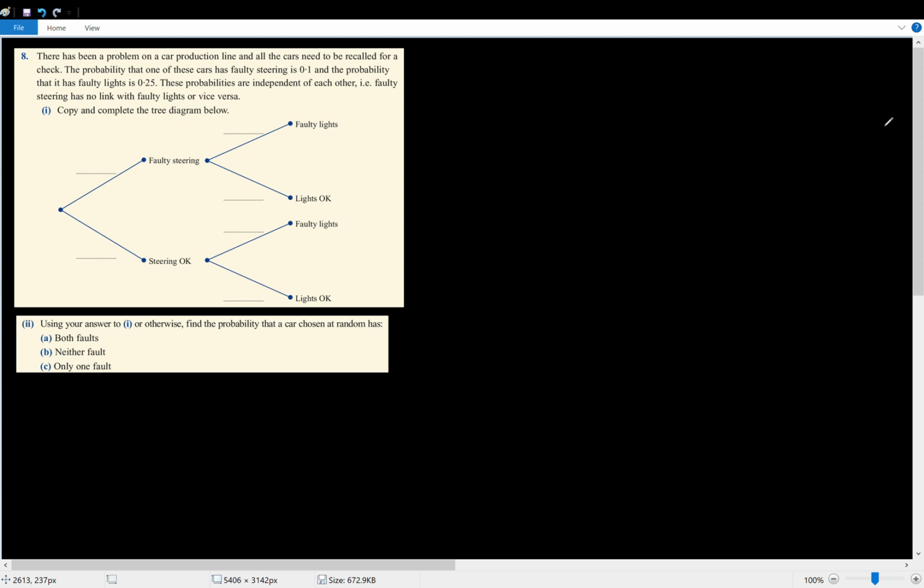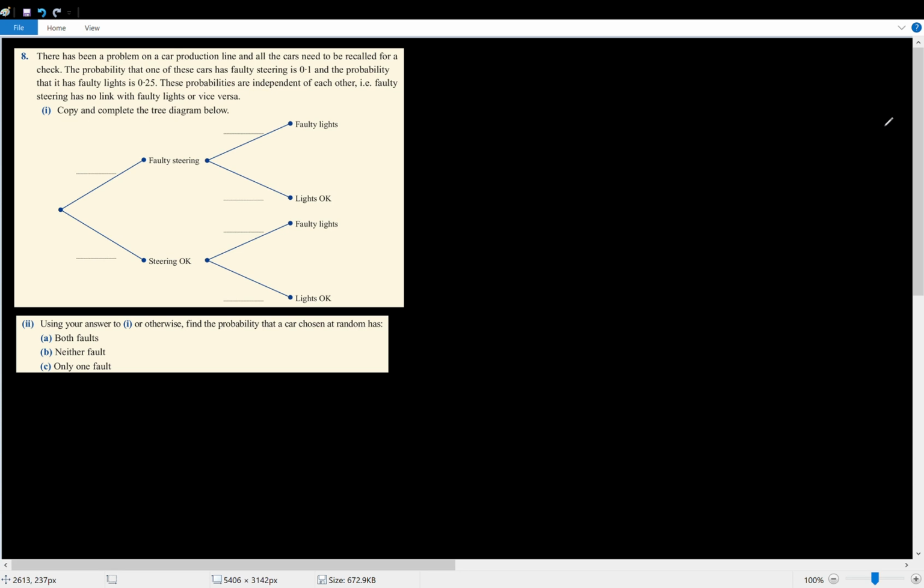This is question 8 from exercise 19.3 in Project Maths 2. There has been a problem on a car production line and all the cars need to be recalled for a check. The probability that one of these cars has faulty steering is 0.1 and the probability that it has faulty lights is 0.25. These probabilities are independent of each other. In other words, faulty steering has no link with faulty lights or vice versa.